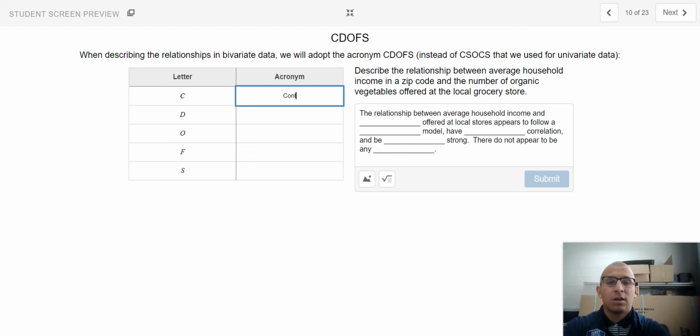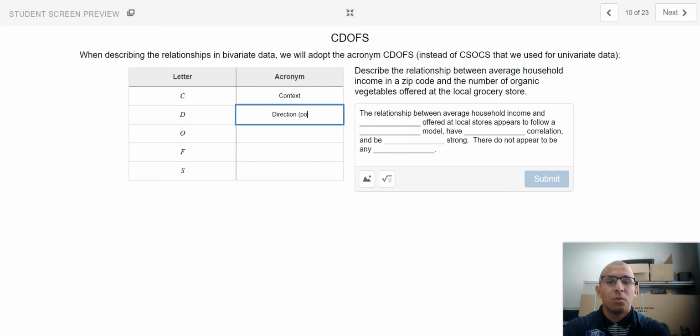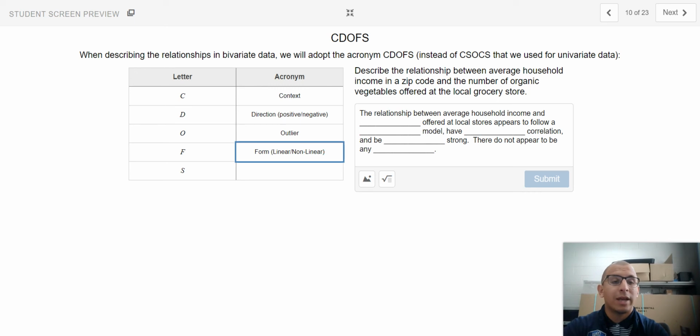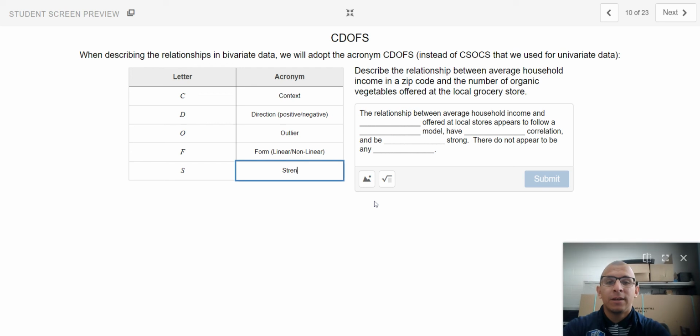The C stands for context, once more. D stands for direction, whether or not the data is trending in a positive or negative manner. O hasn't changed, outlier. F stands for form. Right now we're looking at linear, but there will be instances where we're looking at non-linear regression. And the S is strength. Is it a strong, moderate, or a weak correlation?